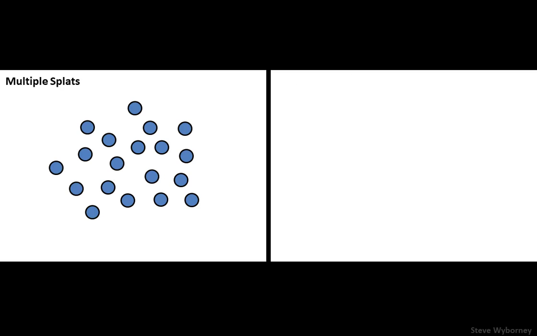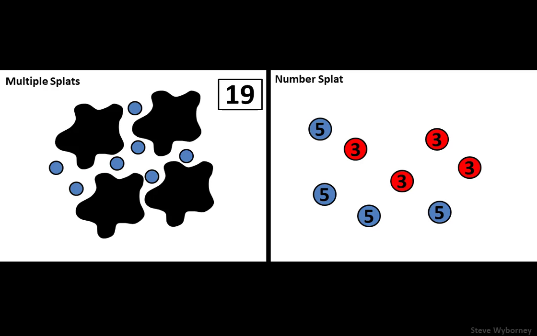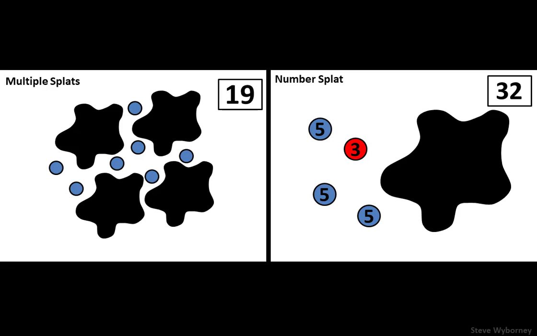Level 3 includes multiple Splats. Here there are 19 dots and Splat. The rule is that every Splat that is the same color is covering the same number. So each of these Splats is covering the same number of dots. The question is, how many dots are under each Splat? Jumping up to level 8, there are also number Splats like these. The total is 32. Splat, what is under the Splat?